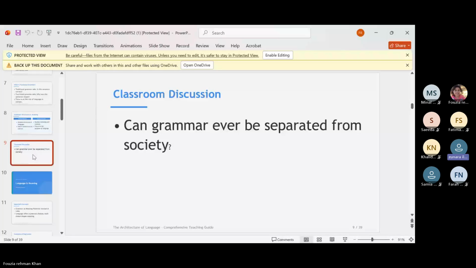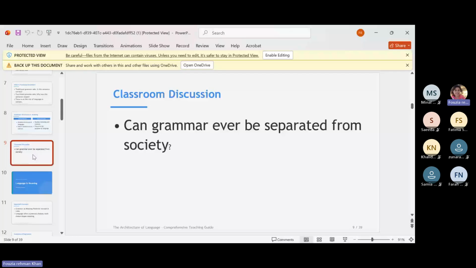Ma'am, it cannot be, because without grammar, we cannot convey our message properly. The people will be unaware and don't understand our words, what we are trying to say.